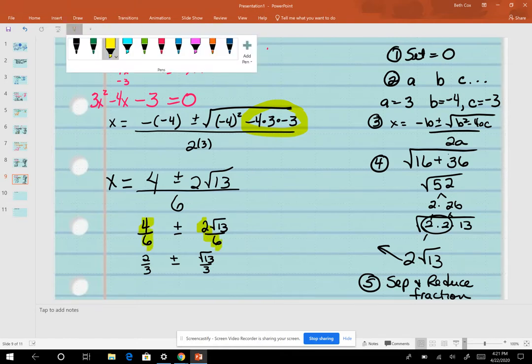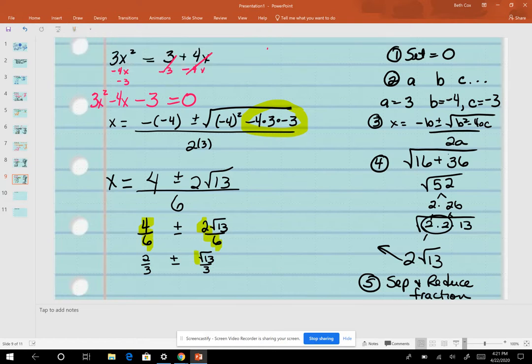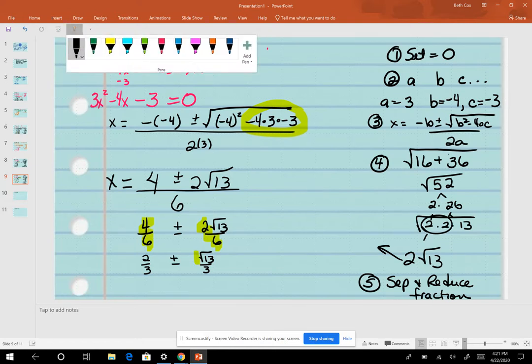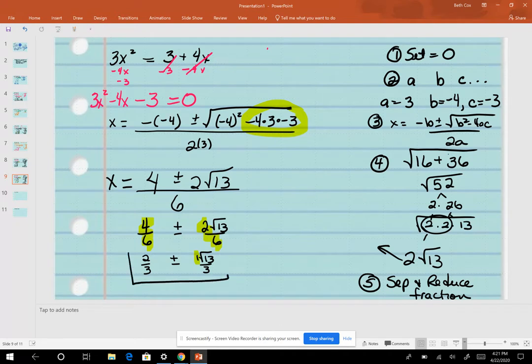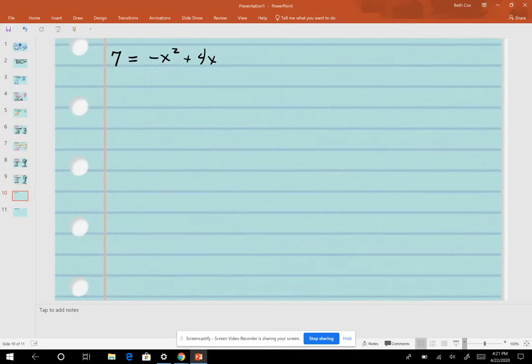I didn't write the 1 because I really didn't need it, but if you want to put the 1 in there, it goes right there. And that's my answer. Again, that is 2 answers. That's what x is. Okay, let's see if we got time for another one.